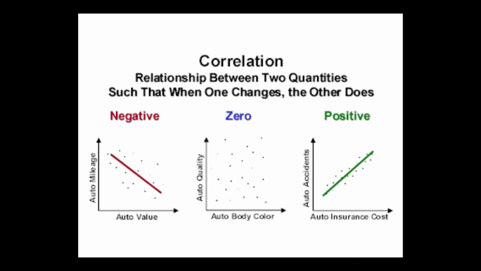One's high, so's the other. One's low, so's the other. Those arrows that I told you to draw, they're both moving in the same direction, either up or down, as opposed to negative where one's going up and one's going down. No correlation, we'd expect our scatter plot to look something like this, with our points all over the place. Like the quality of your car has absolutely no correlation with the color of the car.